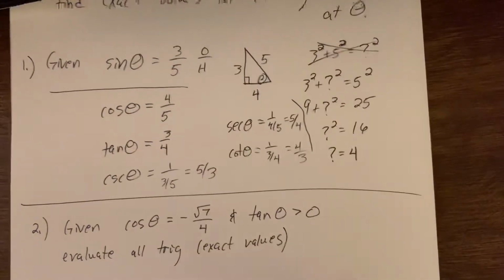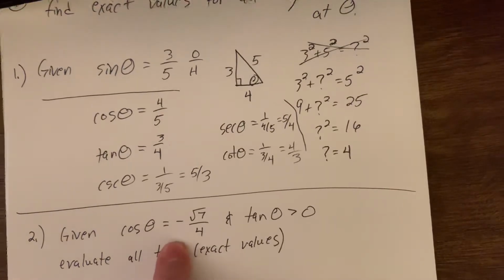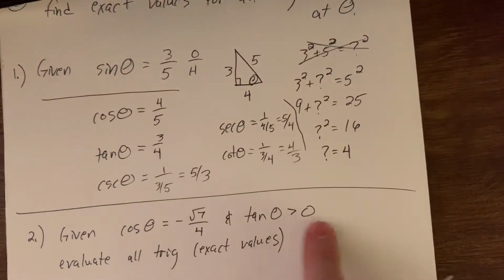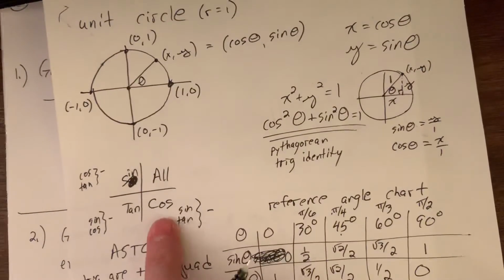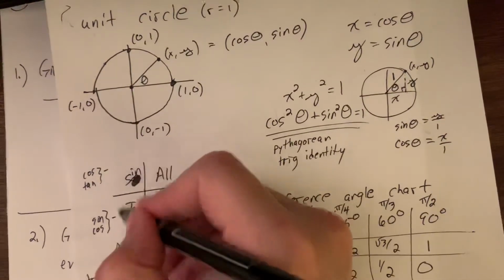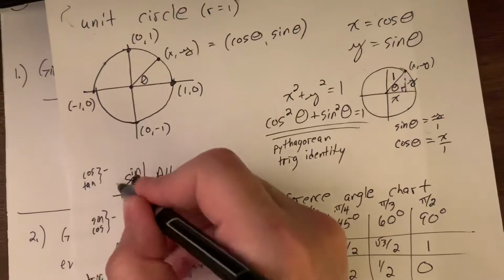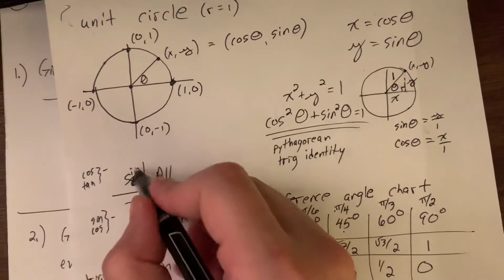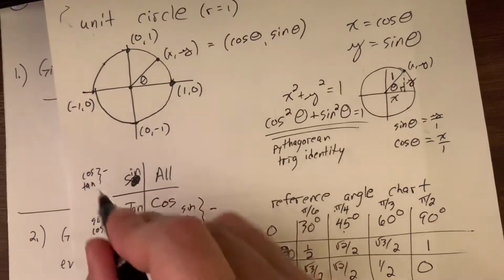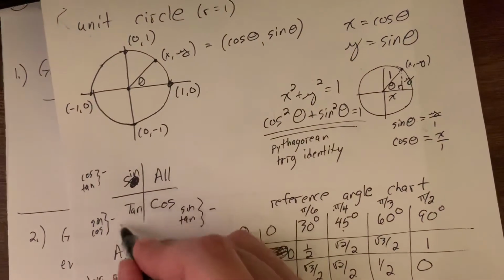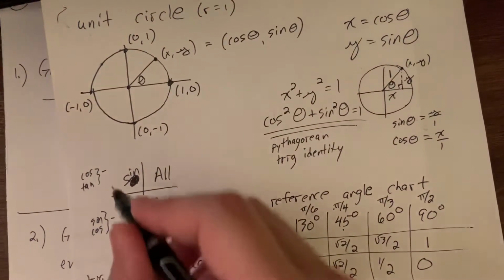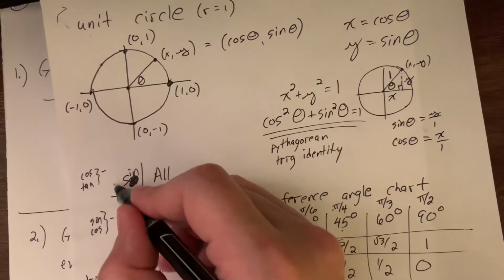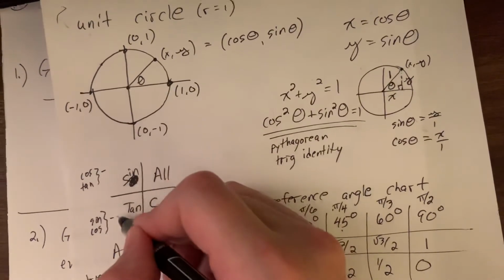So let's do that. Cosine is negative, tangent is greater than 0 is really telling me tangent is positive. So, again, most people use the ASTC. Cosine is negative, puts me in one of these two quadrants. I don't know which one. Cosine is negative in the second because sine is the only one that's positive. Cosine is also negative in the third because tangent is the only one that's positive. So I have two possibilities for cosine being negative, quadrant 2 and quadrant 3.